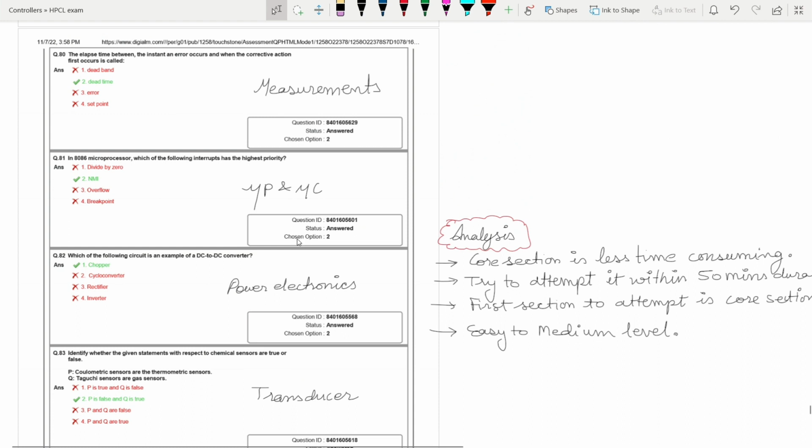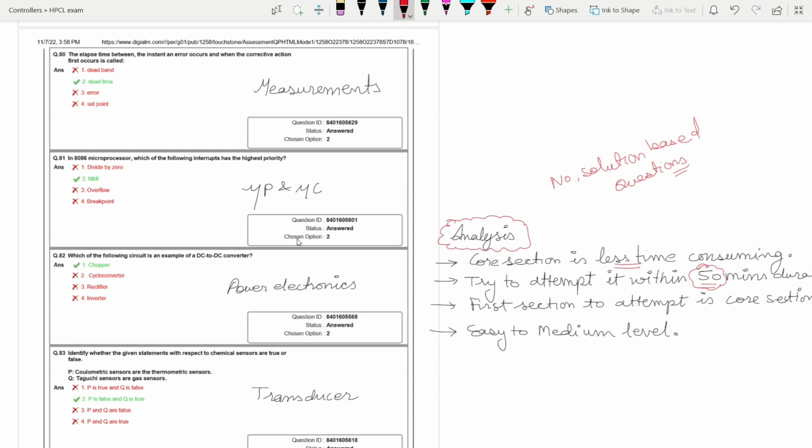From an analysis point of view, the core section is less time consuming. You can just read the question and take the answer. There are no solution based questions, so there is less time you need to answer the questions. Just build up good speed and accuracy in this particular section. Try to attempt it within 15 minutes so you can save time for the other sections.